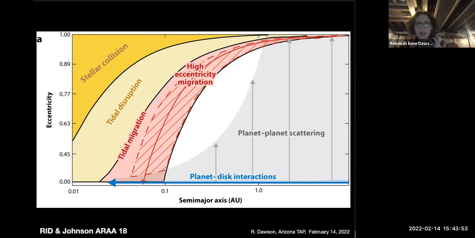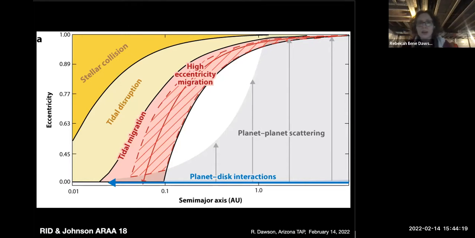And this plot is showing how different physical processes populate this parameter space. For example, planet-disk interactions at the bottom can move a planet around, but tend to keep the eccentricity of the planet pretty low. Scattering close encounters between planets can lead to highly elliptical orbits further from the star, but when you get very close to the star, that's less effective.